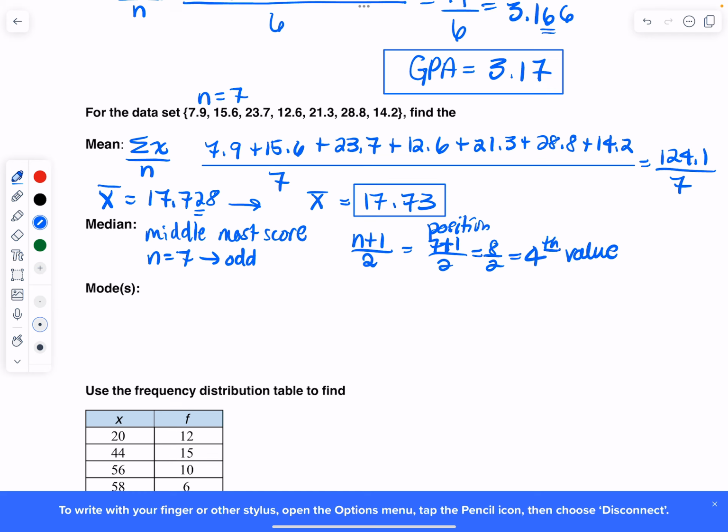Okay, so if I go up here, I'm just going to highlight this. 1, 2, 3, 4. So the middlemost value is this fourth one in, which is 12.6. Okay?